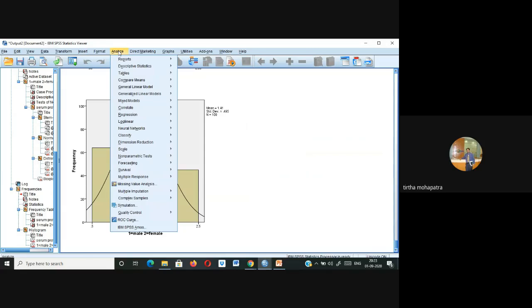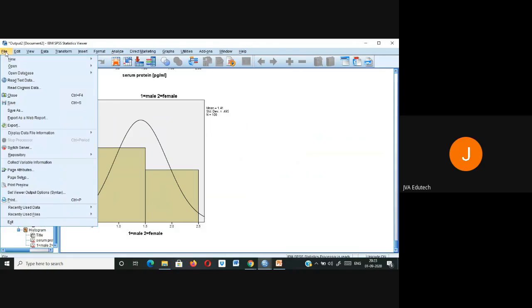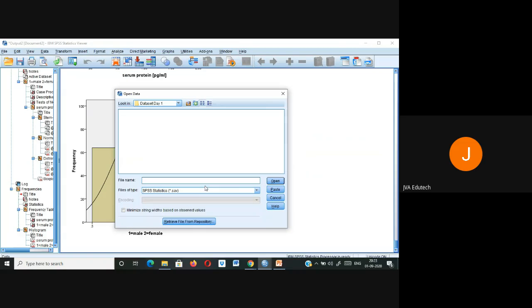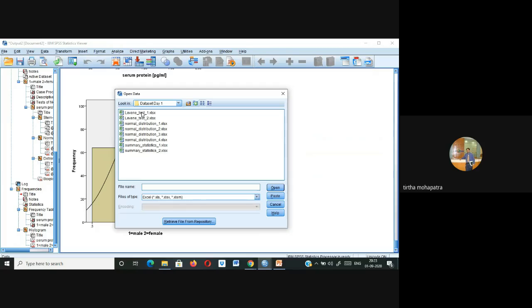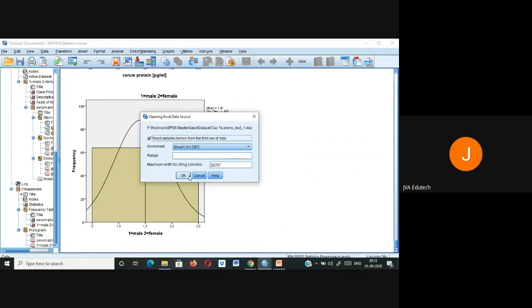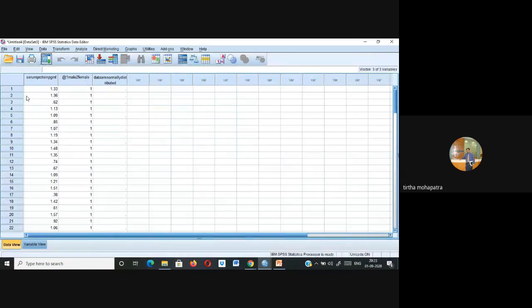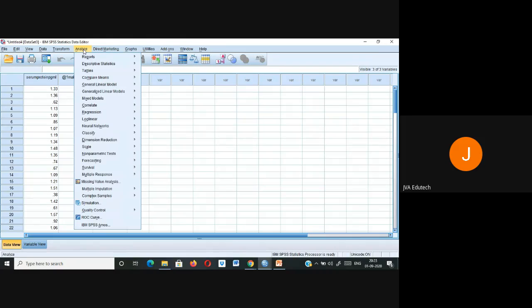So go to analyze. First open the data. For that we have this data, Levene's test 1. Open this data. It will be like this. Again the same: serum protein, male, female. Analyze, go to compare means, one-way ANOVA.